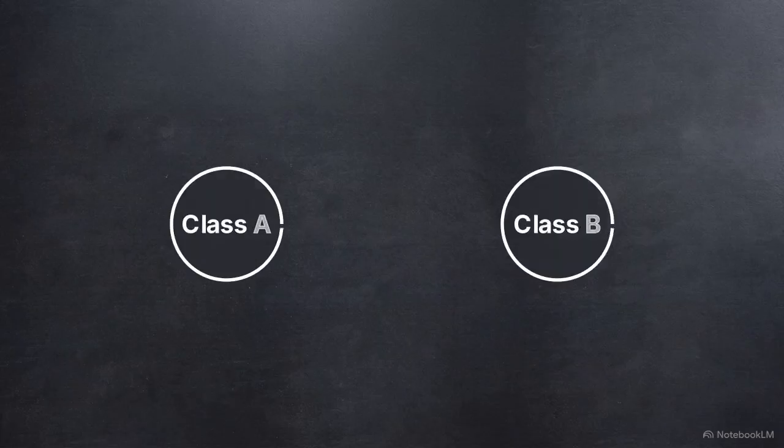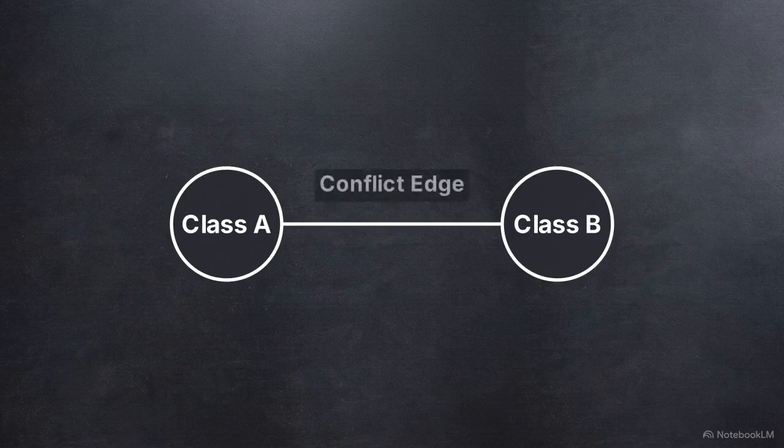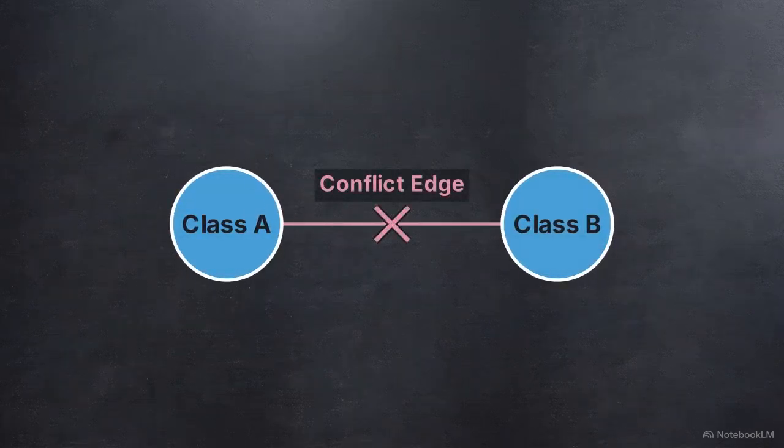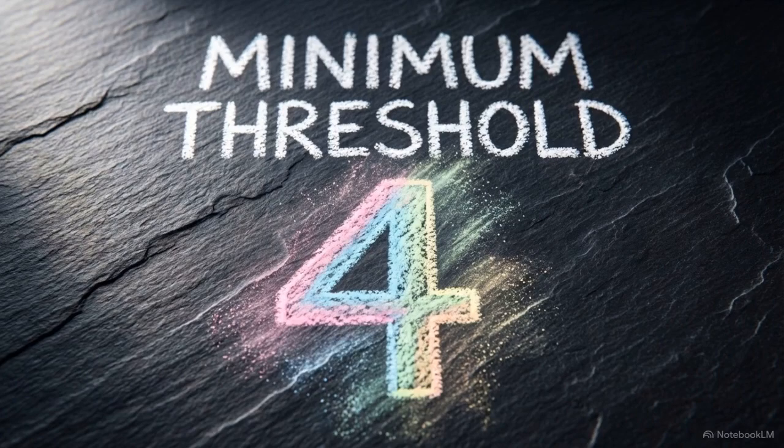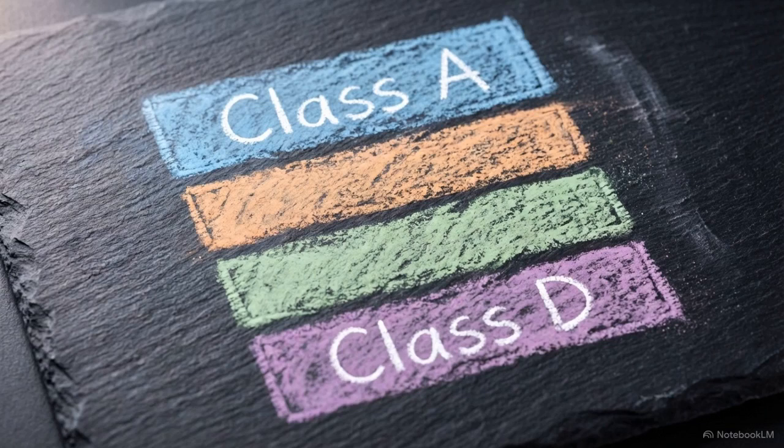The strict rule here is that adjacent vertices, meaning classes connected by a conflict edge, can never share the same color. This introduces the concept of a chromatic number. The chromatic number is the absolute minimum number of colors required to achieve a proper vertex coloring across the entire graph. In our scheduling model, that chromatic number translates directly to the minimum number of distinct time slots the university needs to run all 10 classes successfully.